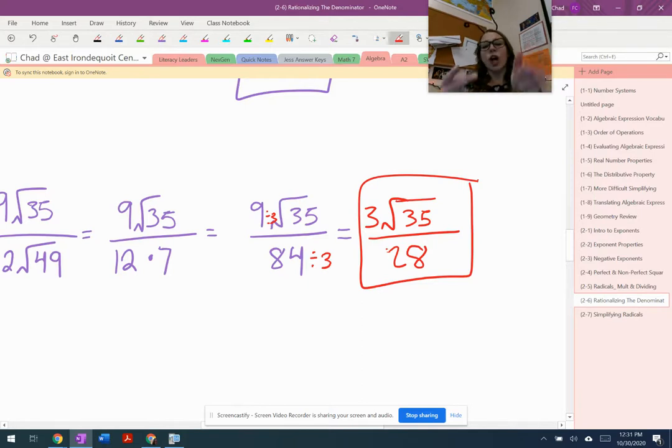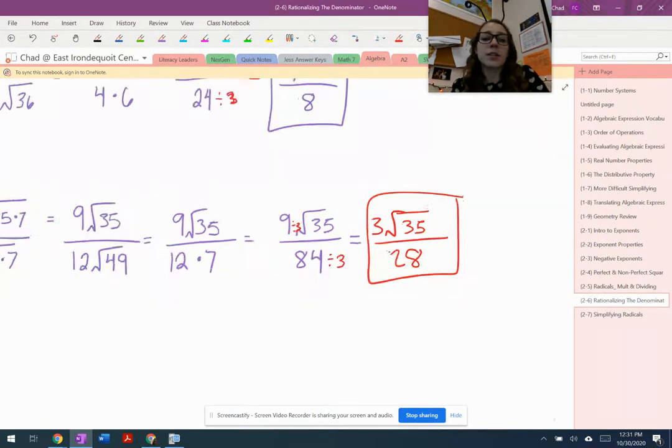And remember, I can't touch anything inside that radical because you just can't. Rules is rules is rules. And there you go.